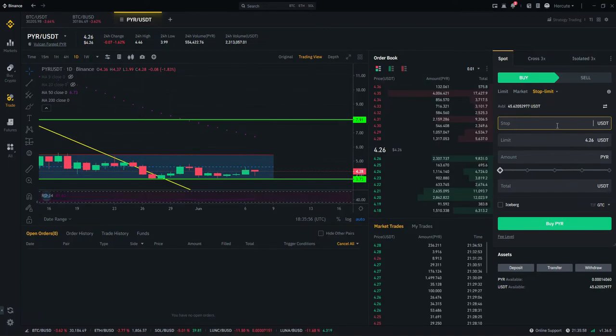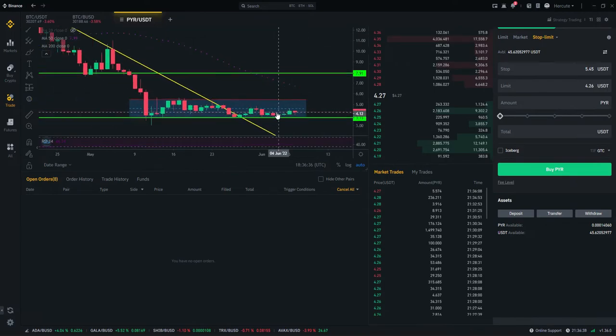So we are going to put our target price as our resistance area, which is 5.45. We are saying if the price gets to 5.45, place an order to buy PYR at the price of 5.5, just above where our resistance area is. Why are we doing this? Why are we not saying 5.46? It's because sometimes there might be what we call a fake breakout.